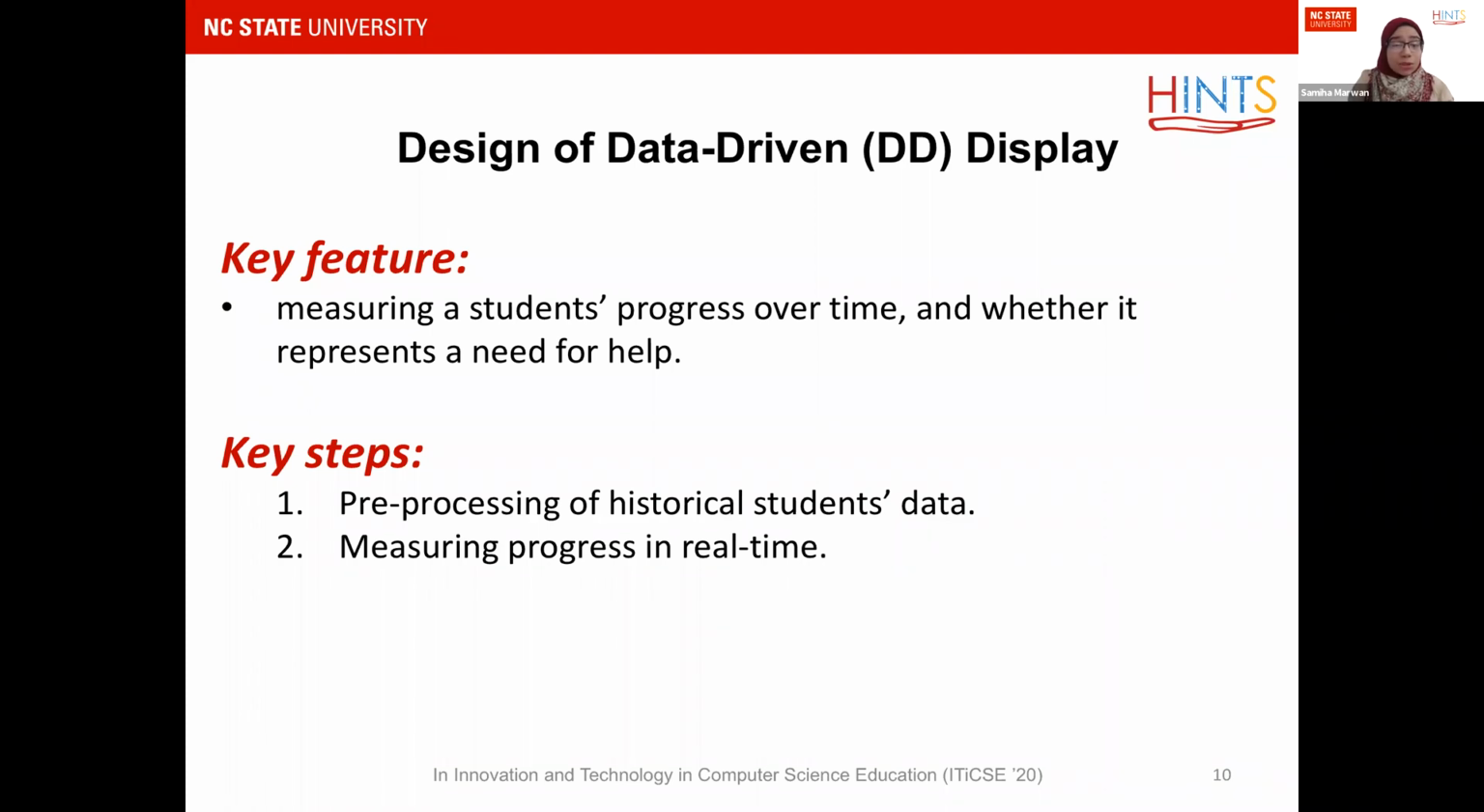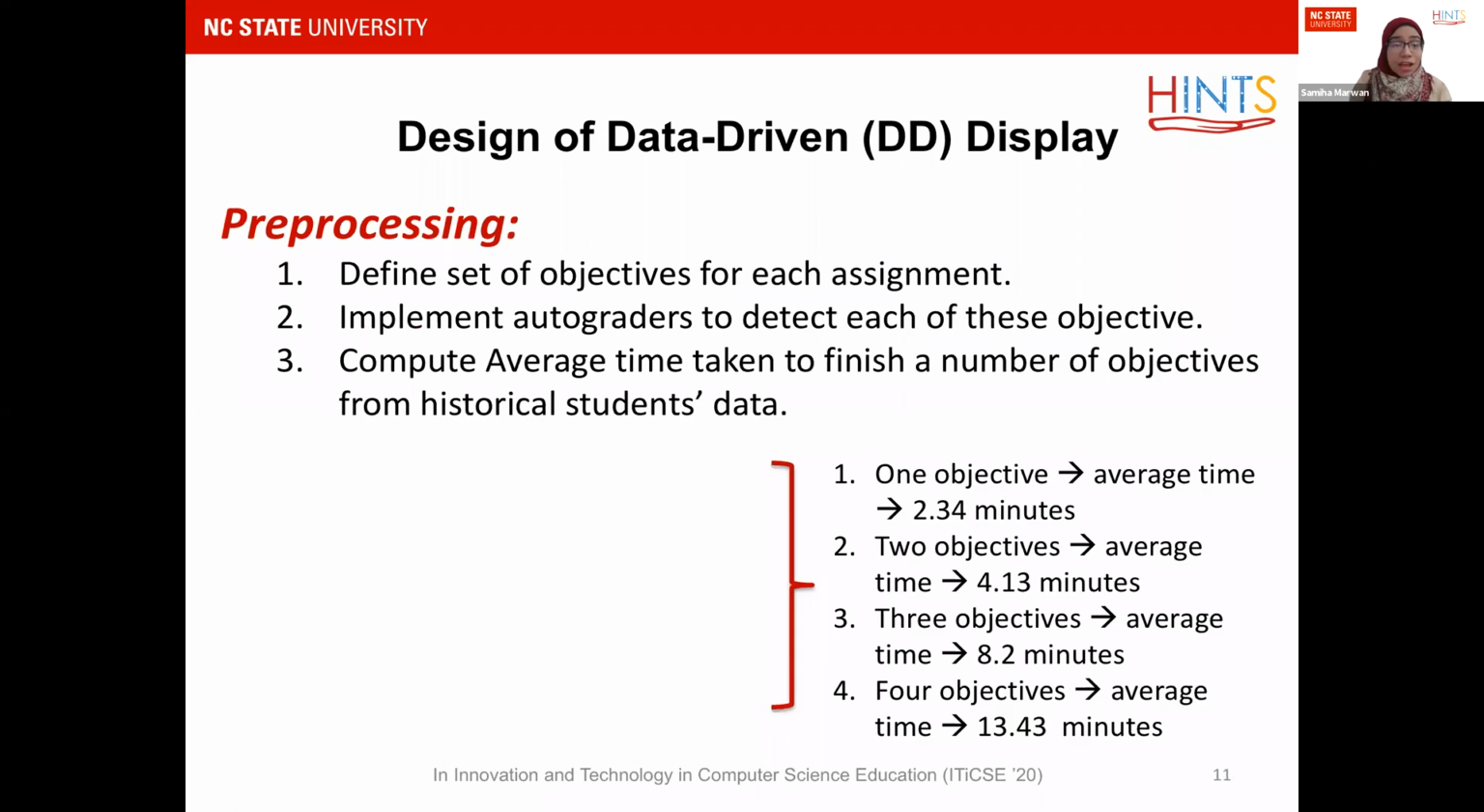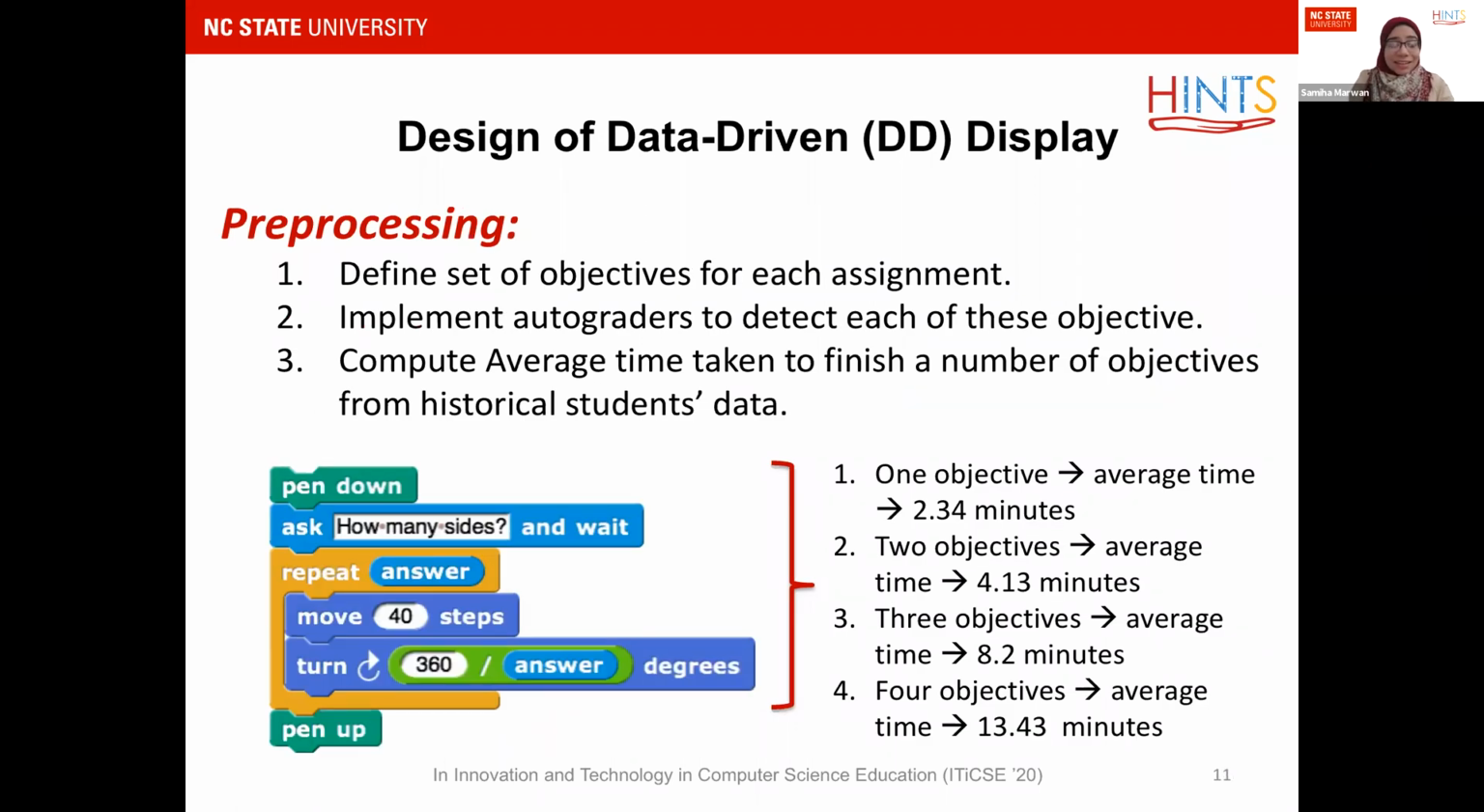First, pre-processing of historical students' data and a way to measure students' progress in real time. I call it data-driven because it's based on previous students' data. So imagine that this is an example of a prior student solution. We defined a set of objectives for these solutions, and then we implemented an autograder to detect the completion of each of these objectives. Then we computed the average time taken by prior students to finish each of these objectives. For example, prior students finished one objective in an average time of 2.34 minutes, and finished two objectives in an average time of 4.13 minutes.